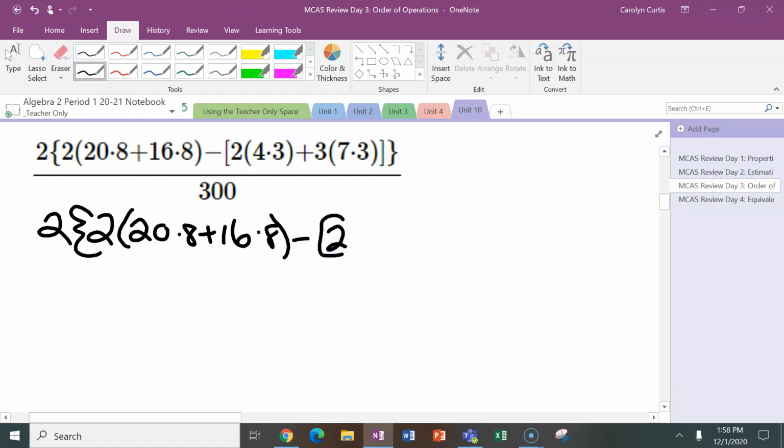So I'm going to deal with this 4 times 3 that's in parentheses. So 4 times 3 is 12. And I'm going to deal with this 7 times 3 that's also in parentheses. So that's 21.